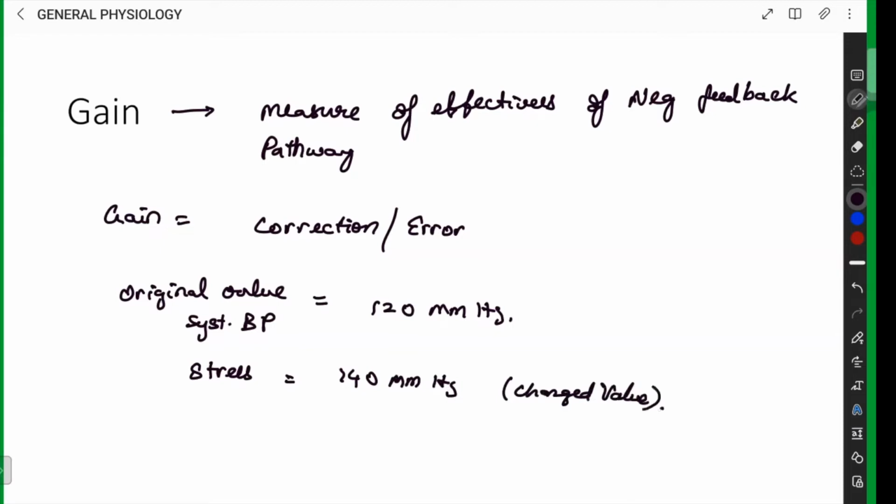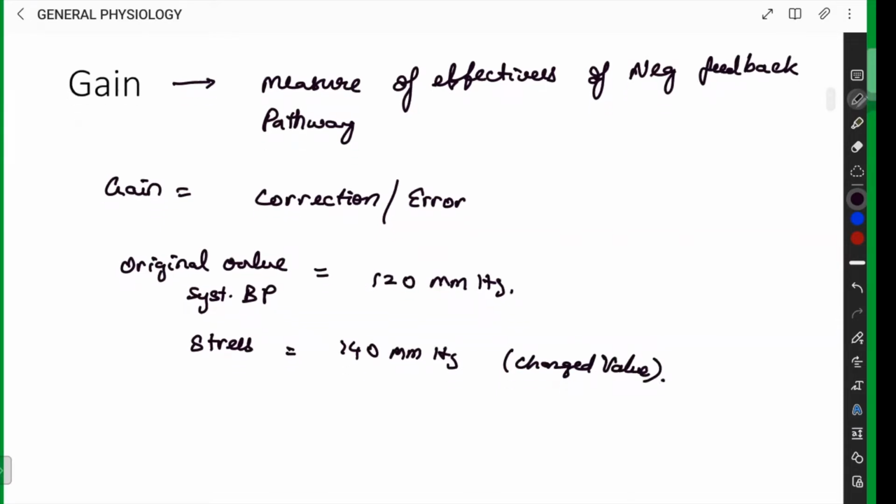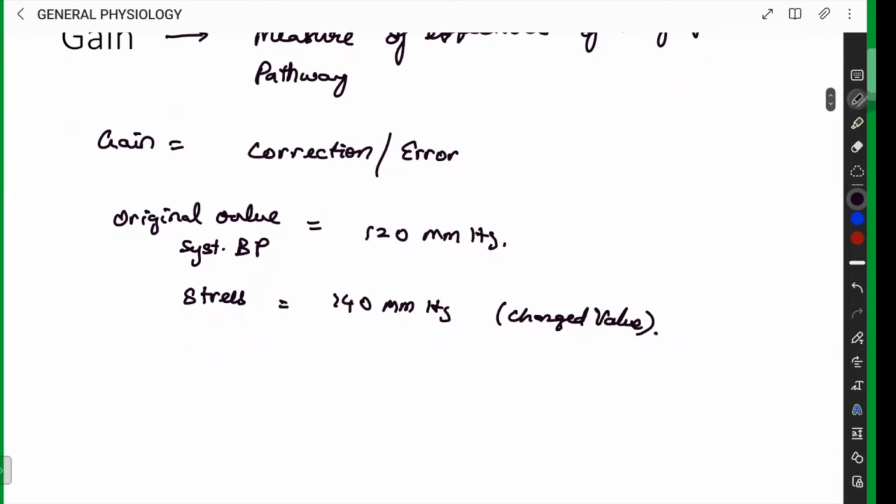Now tell me, whenever there is stress and a rise in blood pressure, automatically what happens? Your body is going to sense it. Who is going to sense the rise in blood pressure? Baroreceptors. The baroreceptor is going to sense it, and upon its activation, it is going to correct it to 128 millimeter of mercury.